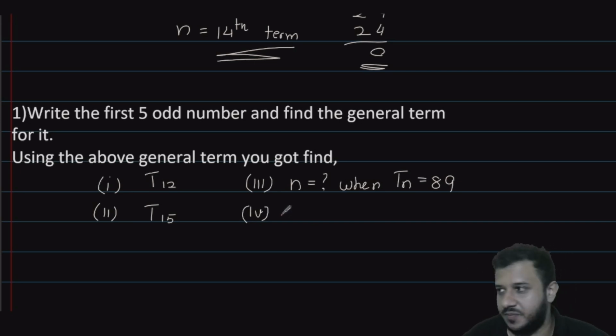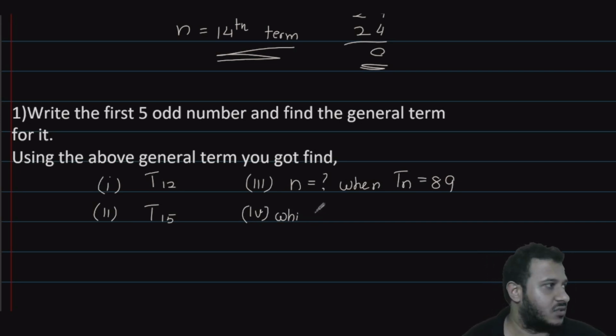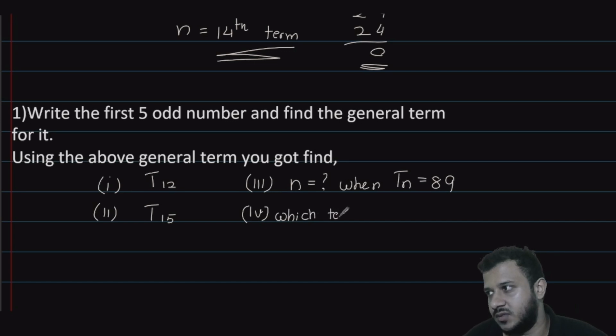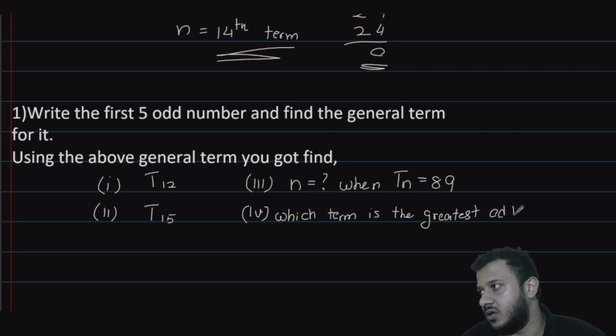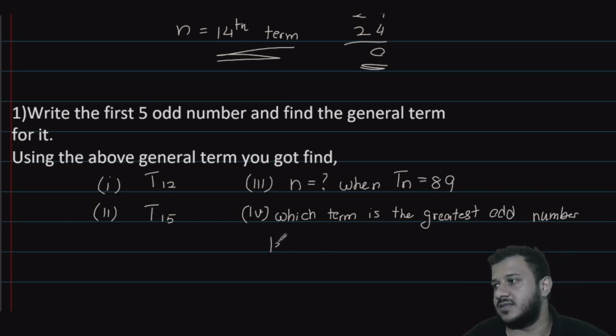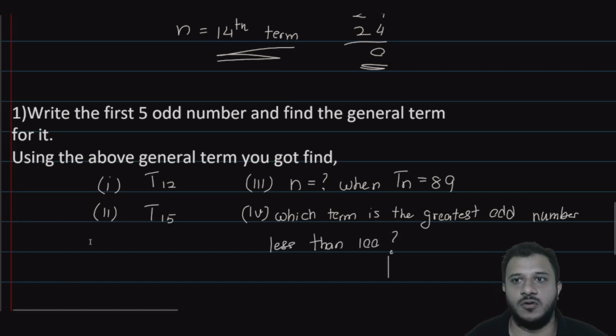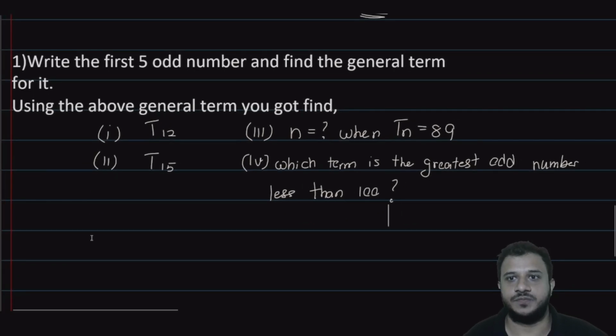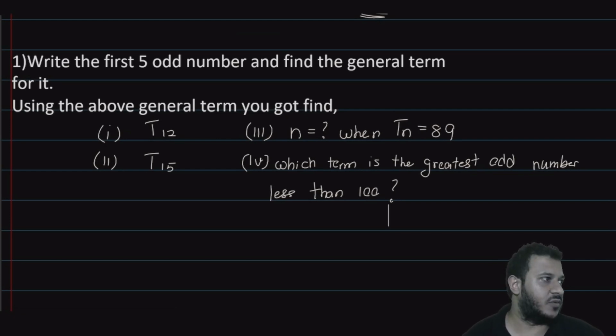this one you need to use your brains here. Which term is the greatest odd number less than 100? Okay, here we go. This is the question for you. After that, there's only one more. No, that's it. After that, we will go to special patterns before we have a break.